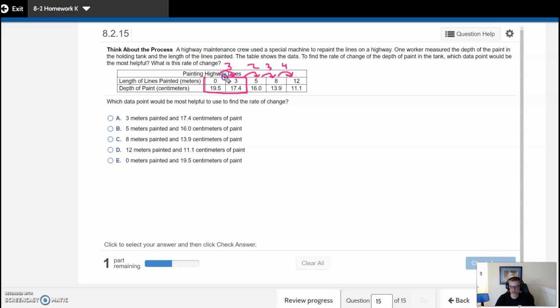If I want to figure out the rate of change between these two right here, I got to make sure I have a 3 on the bottom. But if I go to check the rate of change between these two right here, I got to make sure I have a 2 on the bottom. And if I go to find the rate of change between these 2 points right here, I got to make sure I have a 4 on the bottom. In other words, I got to make sure I'm dividing by the correct number.